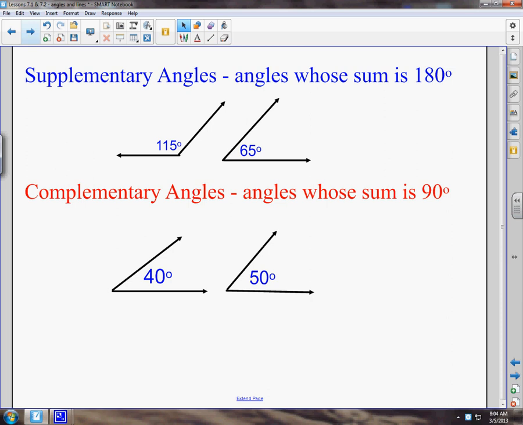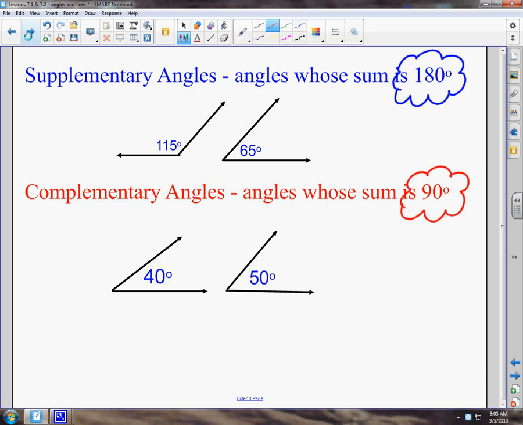All right, supplementary, we're almost done, and complementary angles. So now, supplementary angles add up to 180 degrees, and complementary angles add up to 90 degrees.